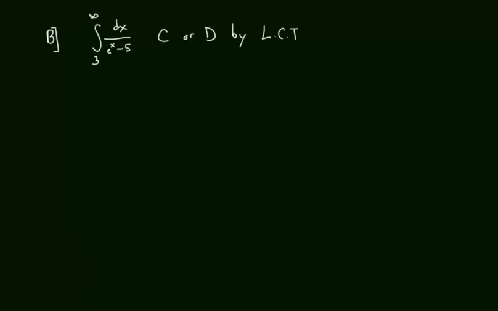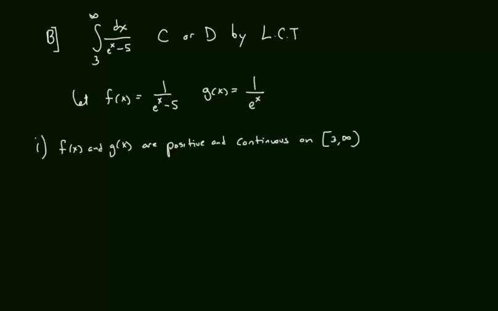Example B, prove that the integral from 3 to infinity of 1 over e to the x minus 5 dx converges or diverges using the limit comparison test. So we're going to let f of x equal the integrand, 1 over e to the x minus 5, and g of x equals, hopefully you would be able to determine, 1 over e to the x. And we go to our step 1. f and g are positive and continuous on 3 to infinity.